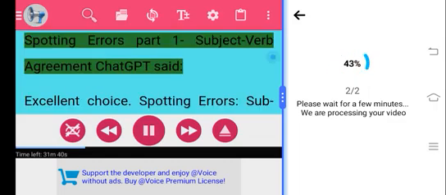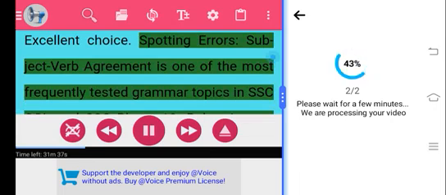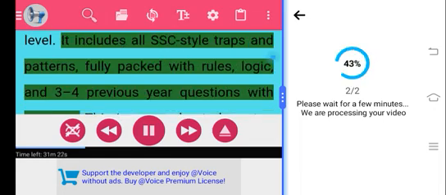You said: spotting errors part 1, subject verb agreement. ChatGPT said: excellent choice. Spotting errors, subject verb agreement is one of the most frequently tested grammar topics in SSC CGL and SSC Phase 13. Below is your complete lecture, written tightly in paragraph form, from basic to advanced level. It includes all SSC style traps and patterns, fully packed with rules, logic, and 3 to 4 previous year questions with answers. This is your sole study material for the topic.